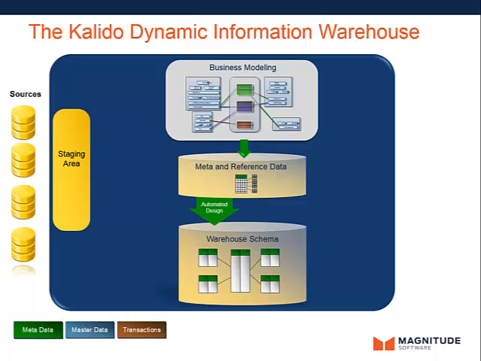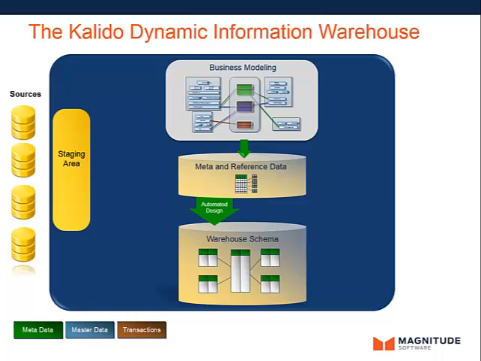So if we look at the Kaleido Dynamic Information Warehouse, we'll see how it uses these models. The business model is defined. It can be defined using the Business Information Modeler, or it can be defined directly in DIW. And it will generate a meta and reference data store which holds all the master data, and it is highly normalized. It also creates a warehouse schema, and the warehouse schema is a star schema, so good for reporting. So it does both those things. It creates both those models.